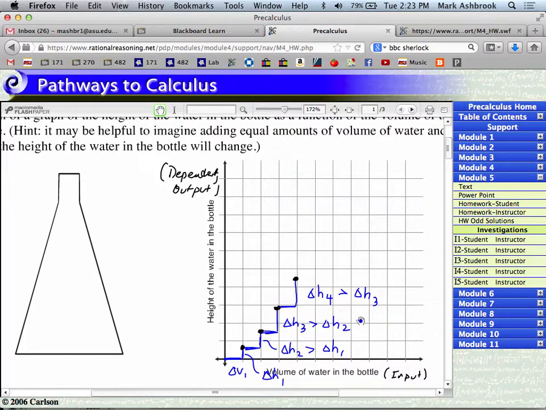Is this constant rate of change? If it were constant rate of change, what would be happening? For equal changes in input, we would get consistent changes in output. Remember we talked about that. So we're not getting consistent change. We're getting a larger change every time. Therefore, it's not constant rate of change. So therefore, what is it?